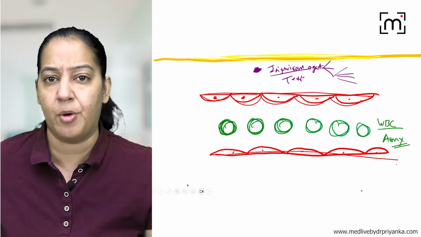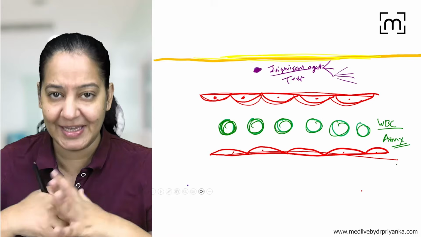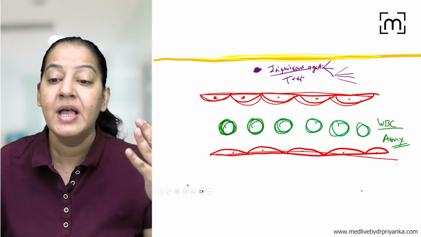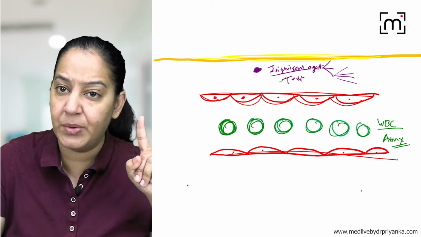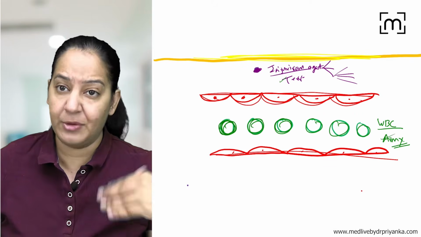So you can see the terrorist is entering and the army. So you will say, ma'am, what is the problem? Let's fight them. So let's see who is winning. The fight is known as phagocytosis. If the terrorist is winning, it will lead to infection. And if the army is winning, it will lead to inflammation.